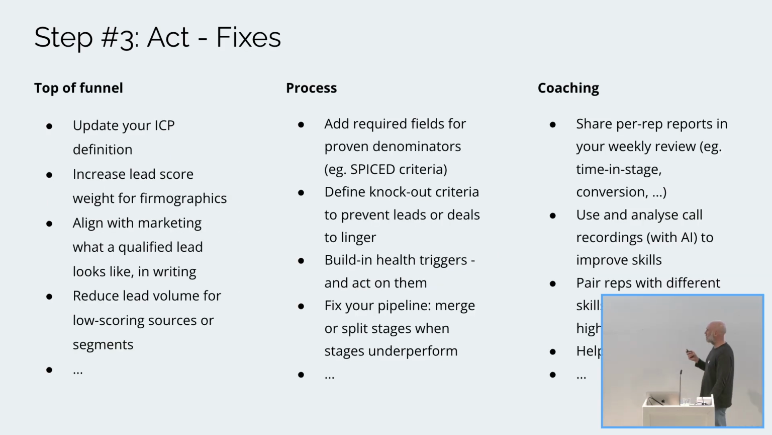So, just as an example, a couple of fixes that you can implement in different stages. This is just a random list of examples because I can't be complete here. You can read them yourself, but for example, top of the funnel, update your ICP definition. For the process, if you can see that your SPICE criteria are not followed up, you can just add required fields so that you force your reps to follow it. Or you can simply start coaching your reps.